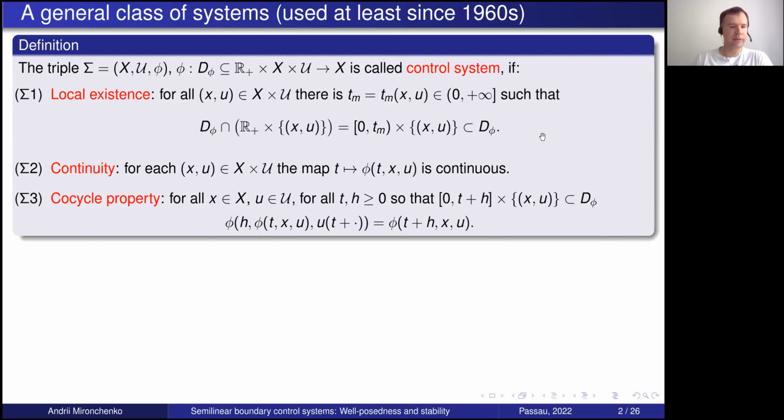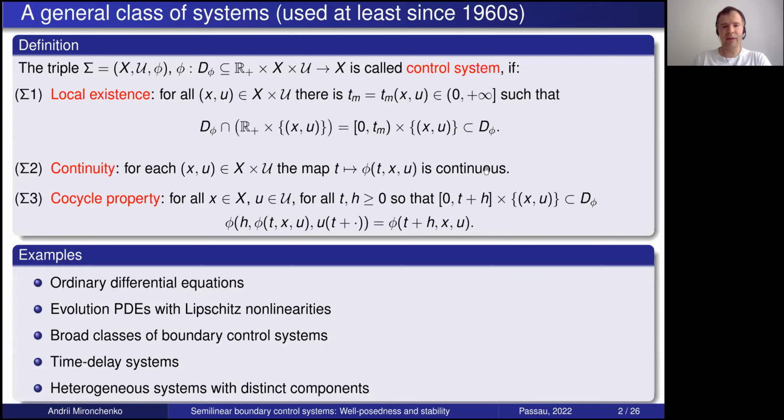We also need some more axioms, but I don't want to put all these formalisms here, and the other ones are usually satisfied. I just say that this definition covers ordinary differential equations, evolution PDEs with Lipschitz nonlinearities, broad classes of boundary control systems, time delay systems, and many systems of heterogeneous type, let's say networks whose components may be ODEs, PDEs, etc.